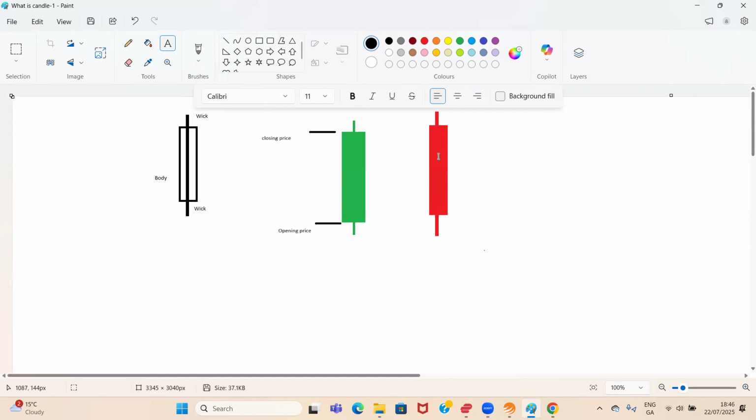Similarly, on the red candle, it's just the other way around. The top part is called the opening price, and the lower body part is called the closing price.